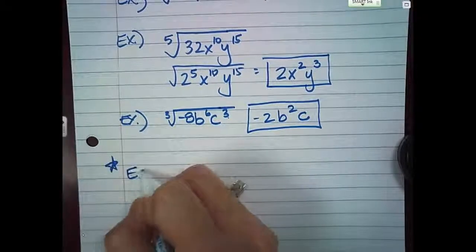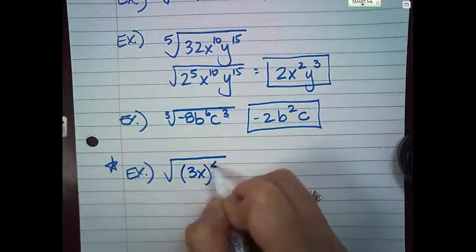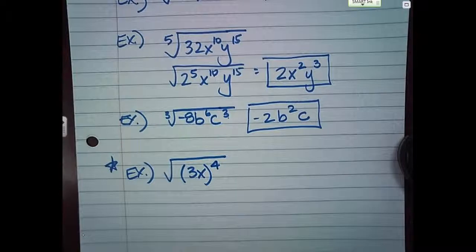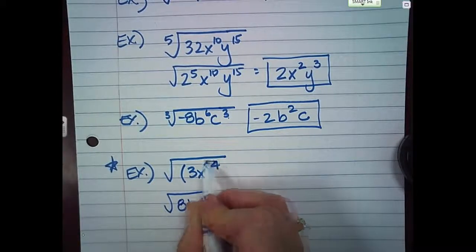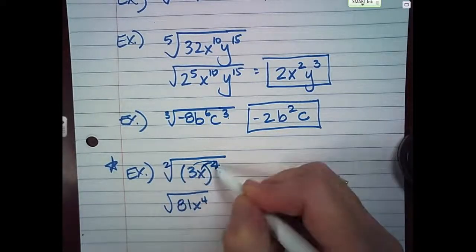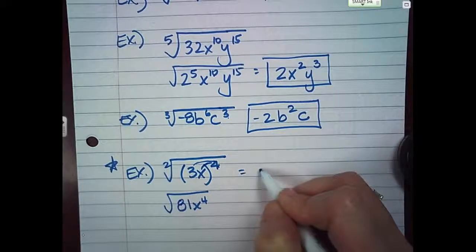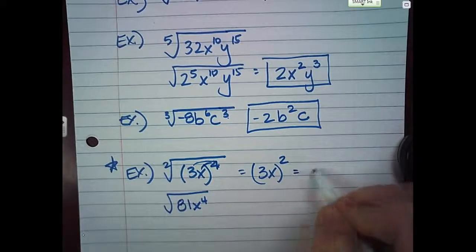So we put a star by this one. Kids have trouble with this one too: the square root of, in parentheses, 3x to the fourth power. There are 2 ways of doing this. You have math involved here because of the monomial inside. So you can either do the math inside and rewrite it as 81x to the fourth, since I applied it to both, and then do the problem. Or you can think about the fact that there's a 2 there. 4 divided by 2 is 2. So you get 3x squared. And 3x squared is 9x squared.